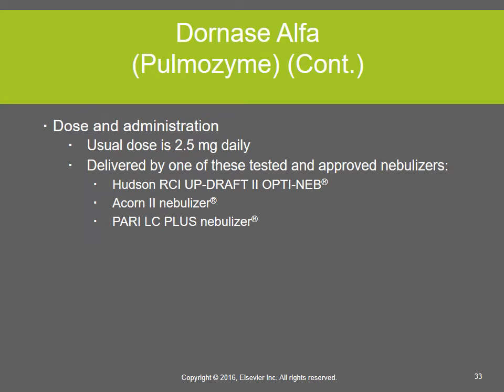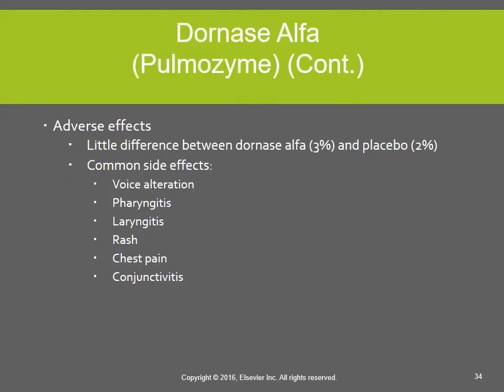The usual dose is 2.5 milligrams daily, delivered by an approved nebulizer, such as the Acorn 2 nebulizer, the Pari LC Plus nebulizer, or the Hudson RCI Updraft 2 OptiNeb. Adverse effects of Pulmozyme include that there's little difference between Dornase alpha 3% and placebo 2%. Common side effects include voice alteration, pharyngitis, laryngitis, rash, chest pain, and conjunctivitis.